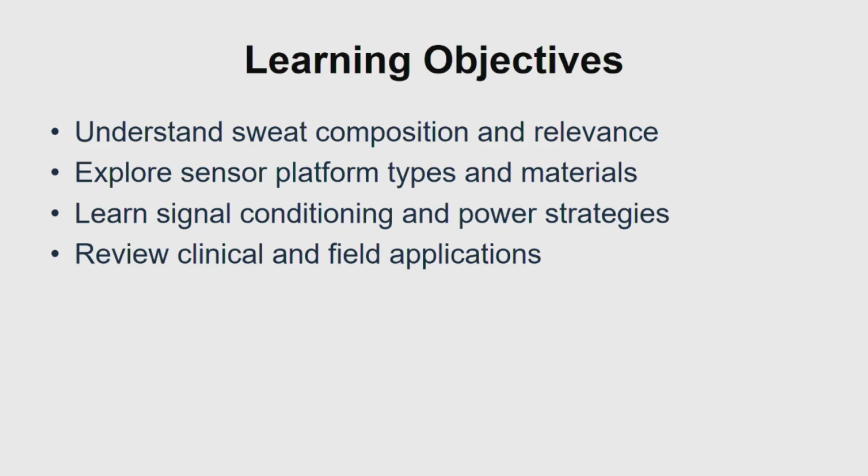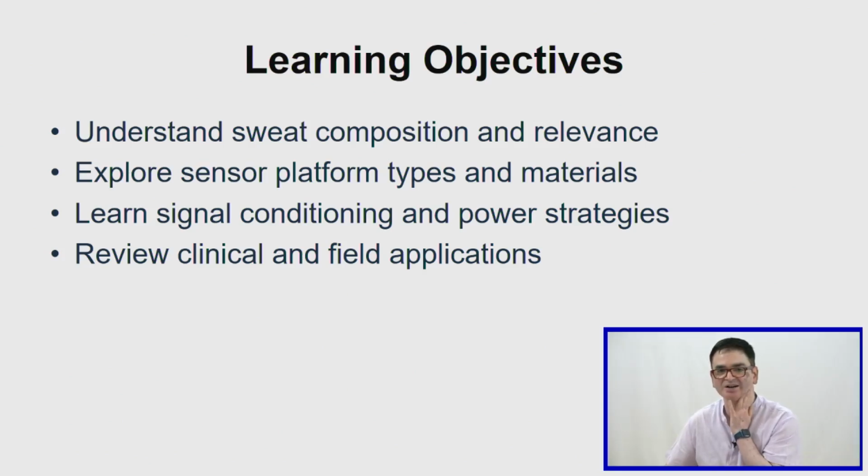So the learning objectives for this particular lecture are mainly to understand what the composition of sweat looks like and its relevance. We've already touched on it a little bit. We had an outline when we discussed epidermal variable sensors on day 1. We'll explore the different sensing platforms. What are the different types of sensing platforms for sweat-based epidermal devices? What materials could be used for building those devices? And we're going to be looking at how signal conditioning and power strategies can help us improve the performance of the sensors, and review some of the clinical and field applications that have been performed with these epidermal variable sensors.